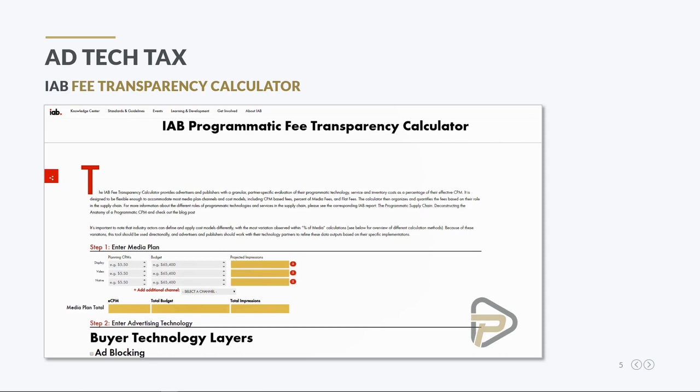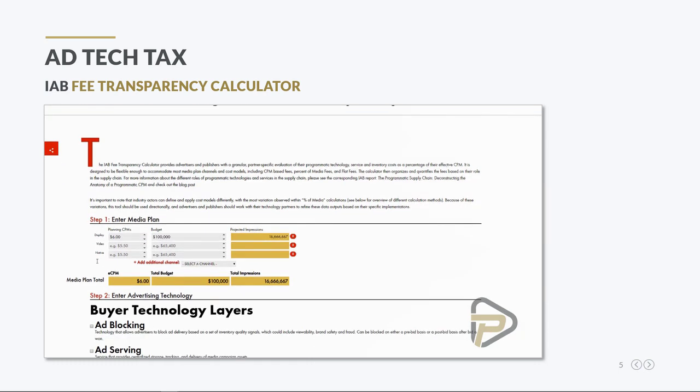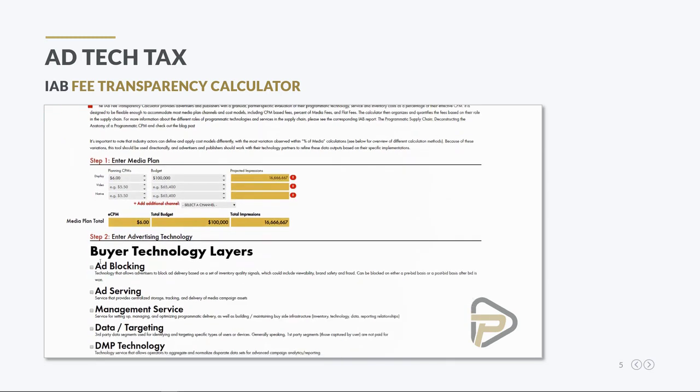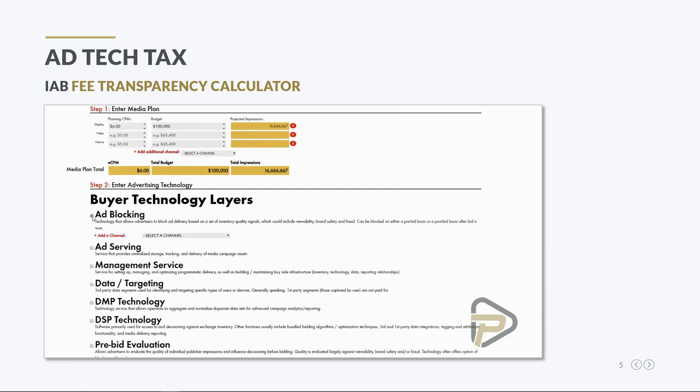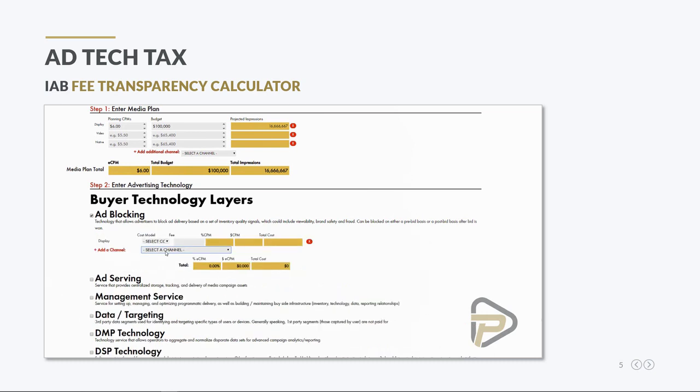Let's assume that as an advertiser, I want to run a display campaign. My target CPM is $6, and my budget is $100,000. By scrolling down, I can now select the ad tech vendors I am using. As you can see, the first option is ad blocking, which refers to a technology that blocks ad delivery when there are ad fraud, brand safety, or viewability issues. I am selecting display as a channel, and CPM as a cost model. Let's assume that I have agreed to pay 25 cents per CPM to that vendor.